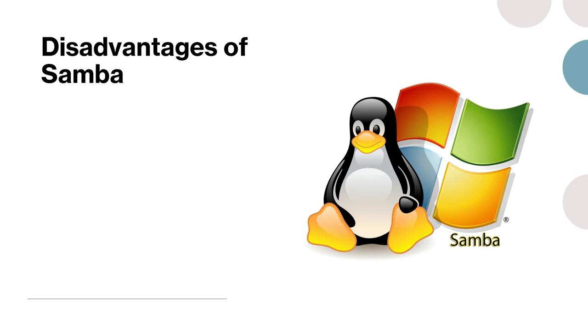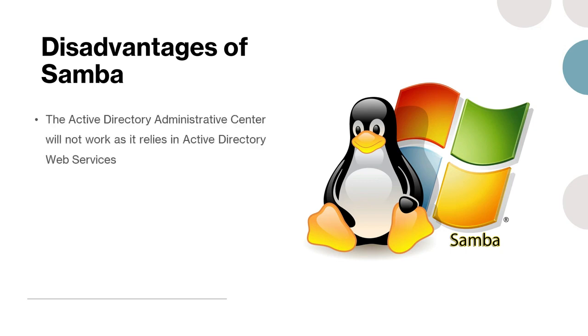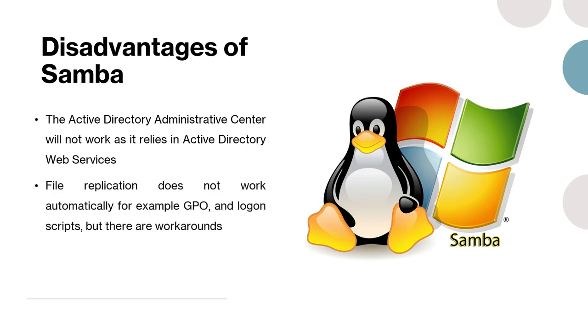The disadvantages of Samba. The Active Directory Administrative Center will not work as it relies on the Active Directory web service. File replication does not work automatically, for example GPO and logon scripts, but there are workarounds. And finally, lack of manufacturer support.